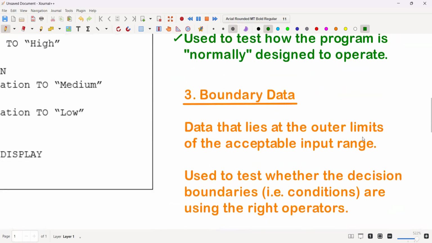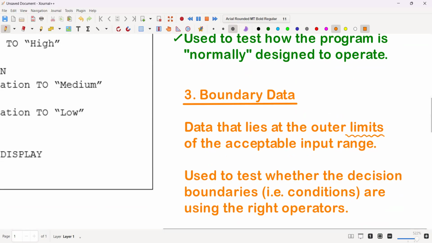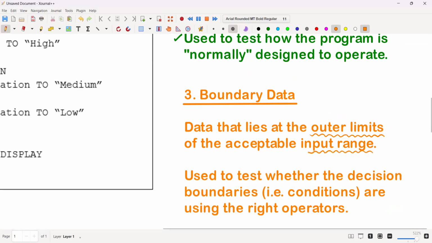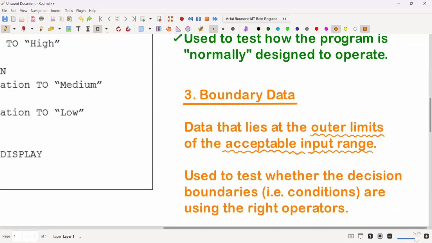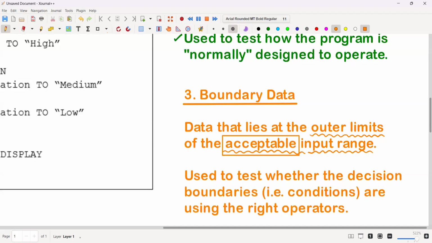And then last but not least, you have boundary data. Boundary data is data that lies at the outer limits of the acceptable input range. So keep in mind, boundary data is acceptable data. As per your syllabus, boundary data has to be acceptable data, but it's on the outer limits of acceptable data. So that's one less than the upper bound and one more than the lower bound. And we'll look at a few examples of this as well.